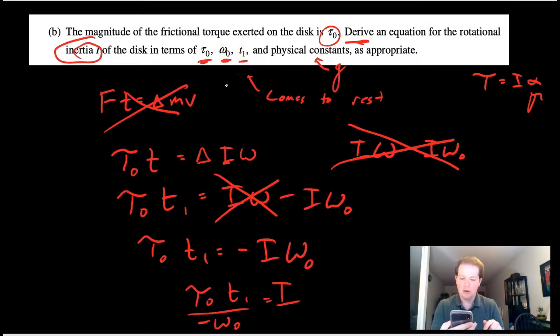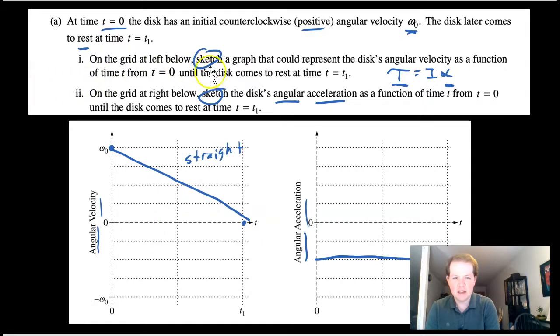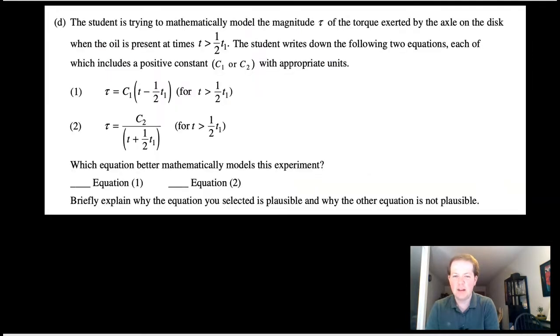Let's see my clock. I got 9 minutes and 50 seconds, just about 10 minutes. Remember, I have 25 minutes for this problem, so I'm going to keep going. C, in another experiment, the disk again has an initial positive angular velocity at time t equals 0. At time t equals 1/2 t1. What was t1? They said t1 was when it comes to a rest.